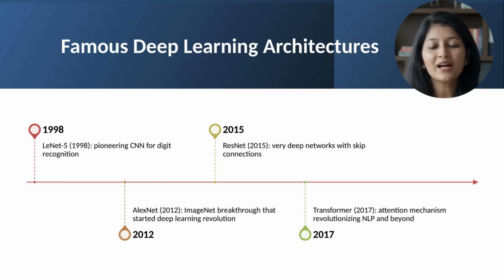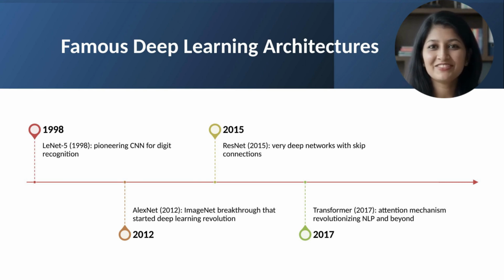AlexNet in 2012 was the breakthrough that launched the deep learning revolution. It won the ImageNet competition with a massive performance leap, reducing the error rate from 26% to 15%. Why the breakthrough? It was deeper, 8 layers, used ReLU activations, employed Dropout, and critically was trained on GPUs. AlexNet proved that deep networks with sufficient data and computation could achieve unprecedented performance.